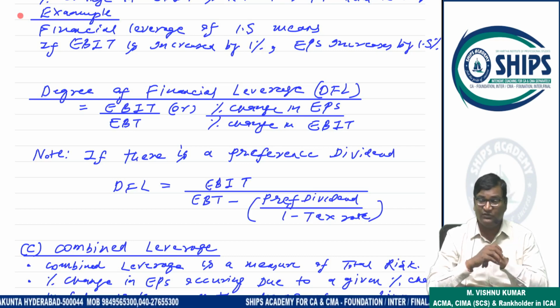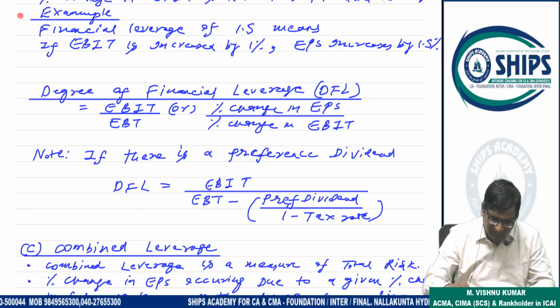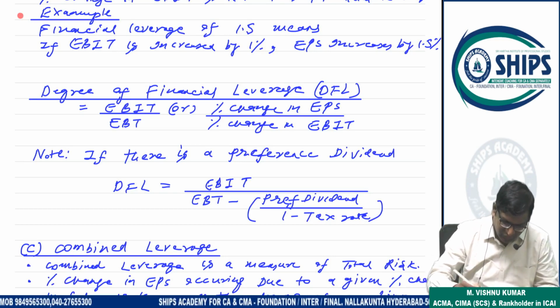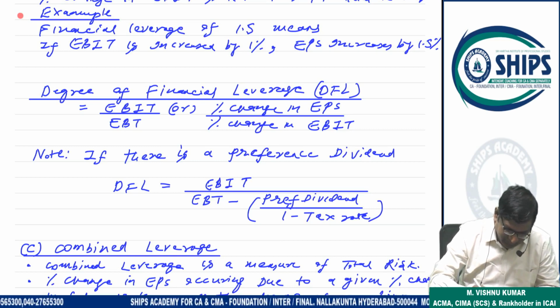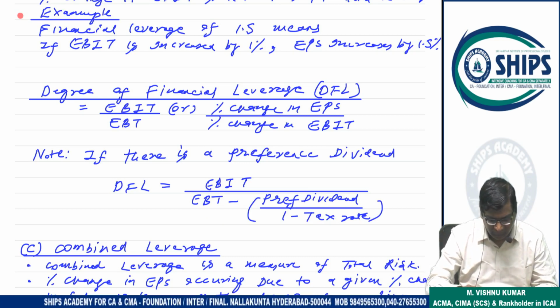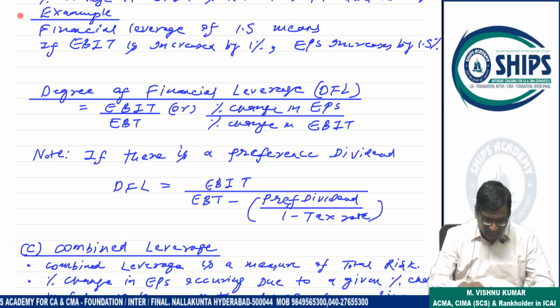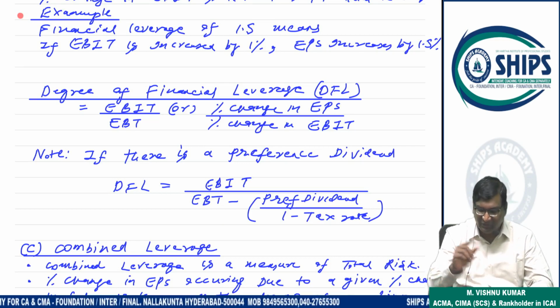So the financial leverage formula will change if preference share capital is given. So we need to adjust the preference dividend. So from earning before tax, we have to adjust the preference dividend. Okay. This I will explain in detail, don't worry, when we solve the problem.